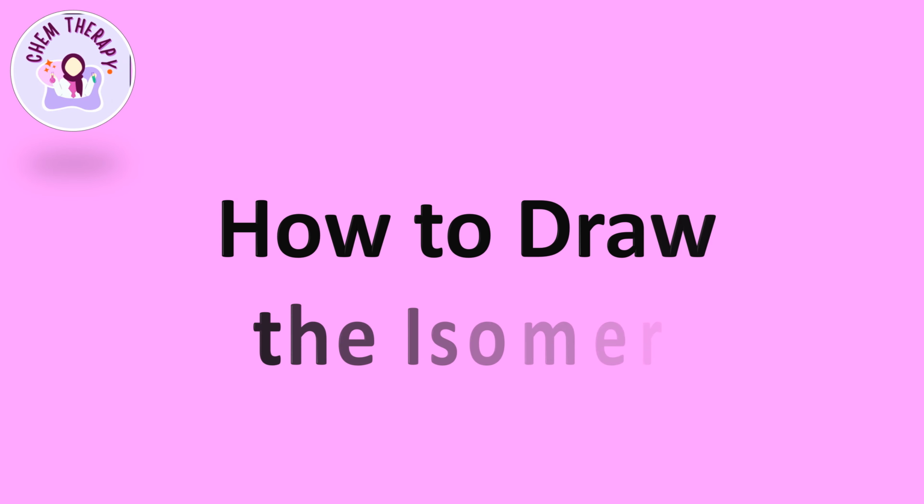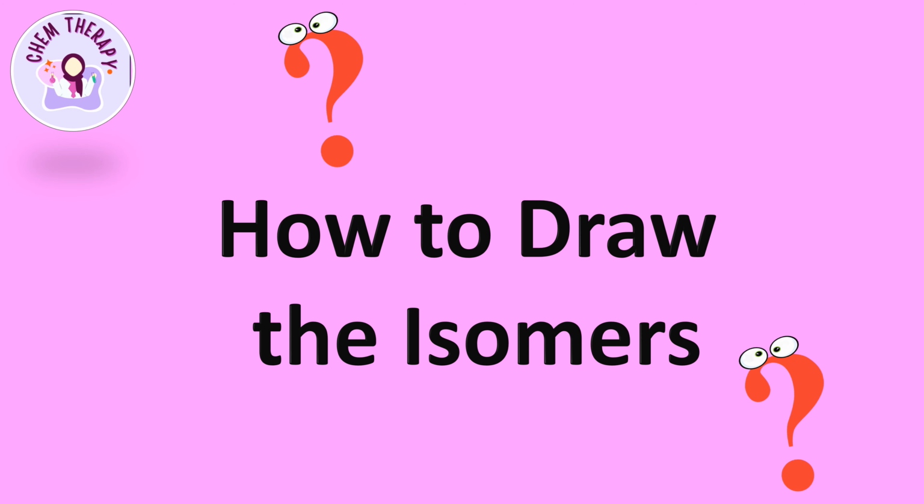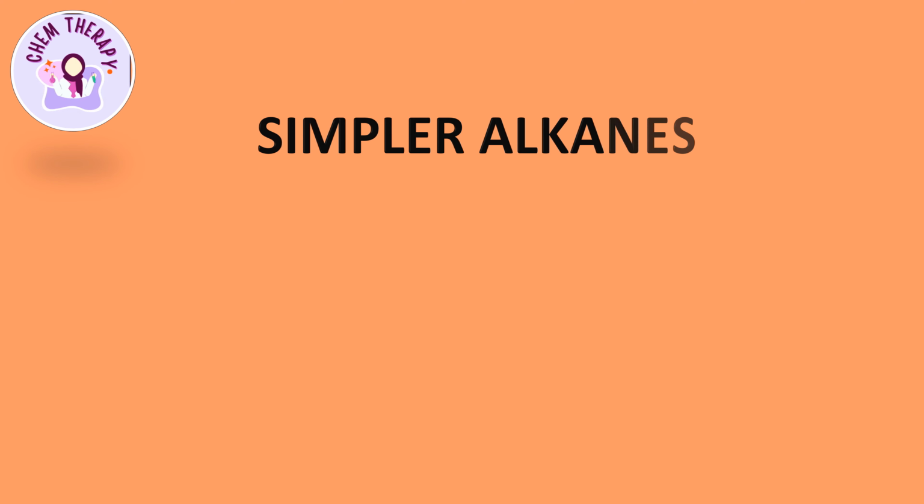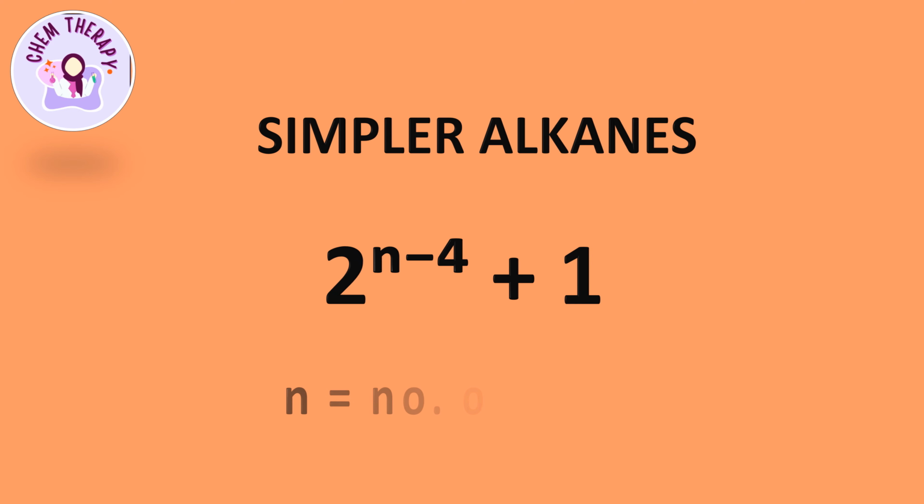In this video, we will learn how to draw the isomers of simple alkanes. The formula to find out the number of isomers of simple alkanes is 2 raised to power (n minus 4) plus 1, where n is the number of carbon atoms present in the alkane.